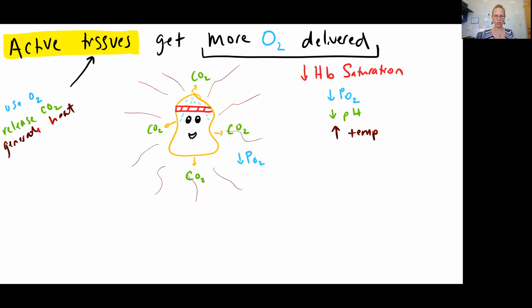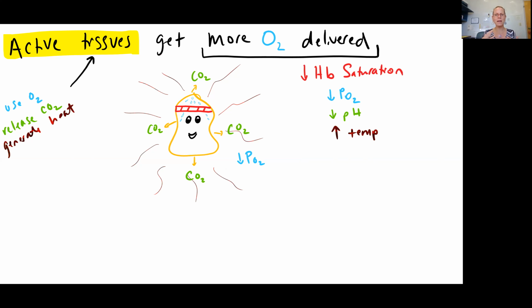Those active tissues are using oxygen, they are releasing carbon dioxide gas, and they're generating heat. These are all factors that are going to decrease your hemoglobin saturation. So as the blood supply is moving through active tissues, more oxygen is being released to those tissues because they need more oxygen. Those tissues at rest have a higher pH, they have a higher partial pressure of oxygen, and they have cooler temperature. And so, yes, of course, some oxygen is being delivered there, but not quite as much.